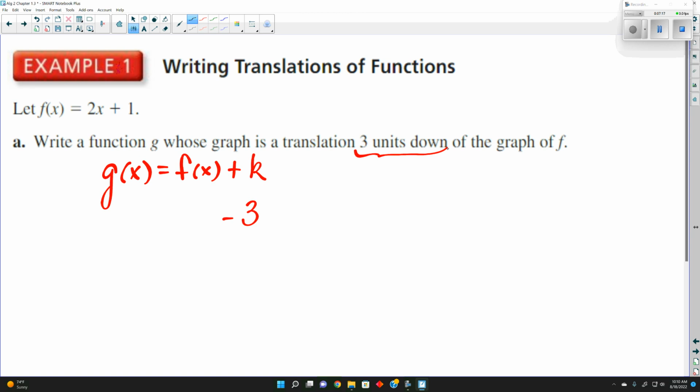Now, what is f of x? F of x is our function, yes? So we already replaced k with its movement. We're going to replace f of x with our function, because it told us f of x is 2x plus 1. So the f of x here is just saying our original function, what we're working with, is taking its place, which is our 2x plus 1.